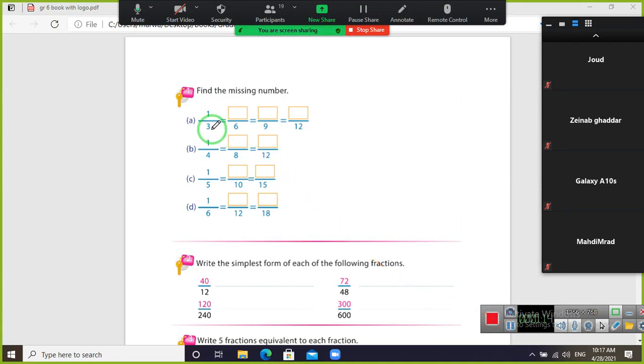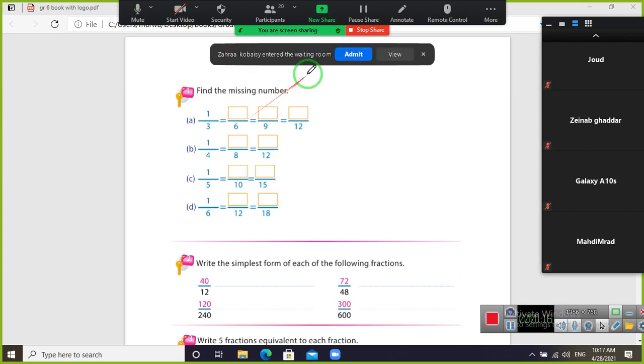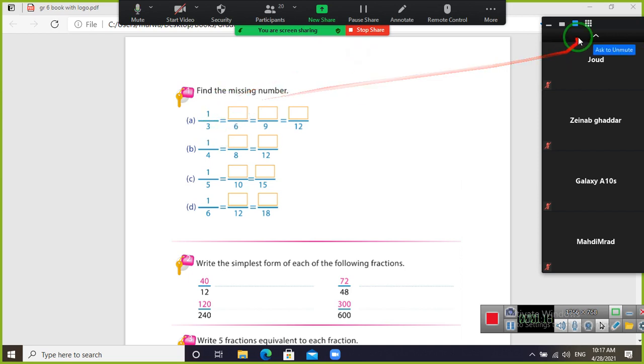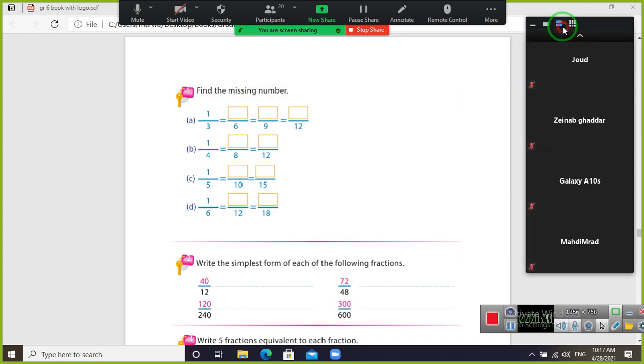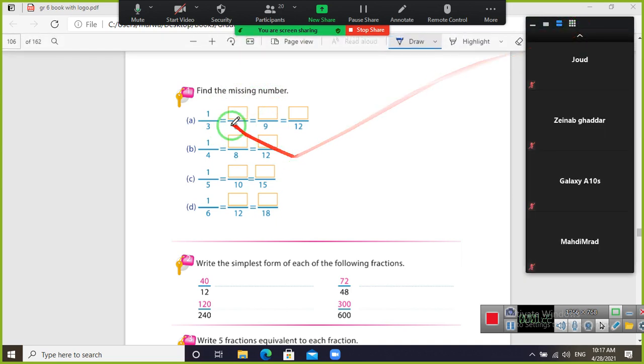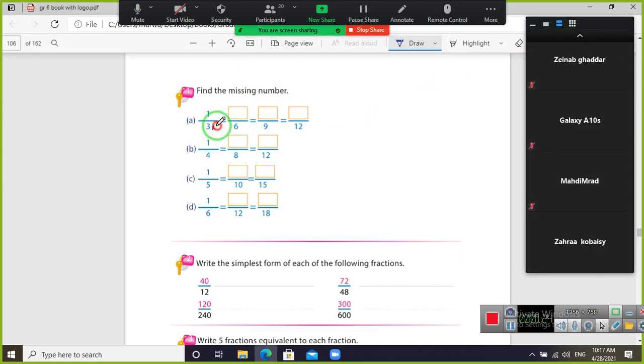The 3, it becomes what? 6. They are multiplying 3 by what? By 2. So I should multiply now 1 by what? By 2. It will be 2 over 6. Now also the 3, it will be 9.